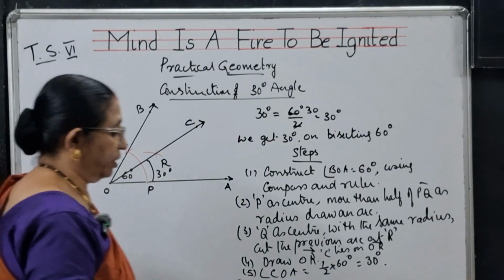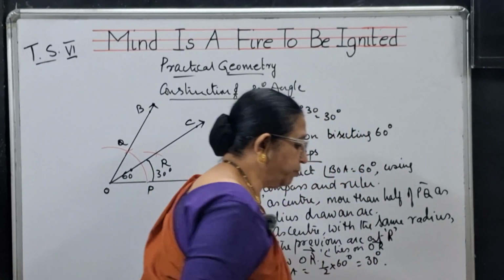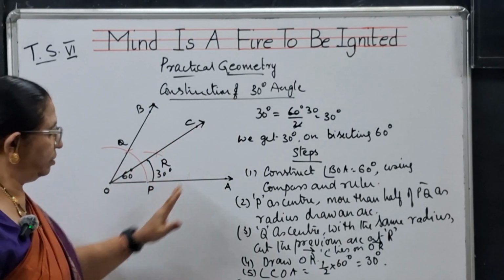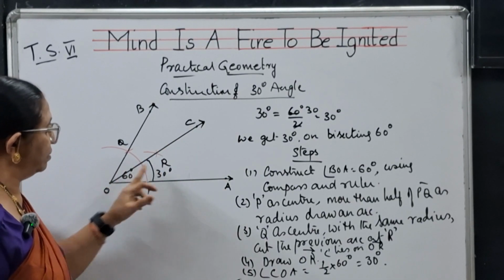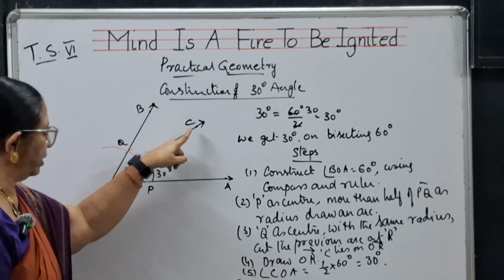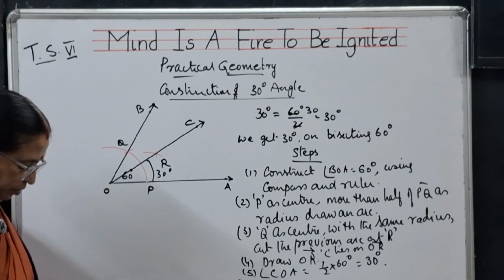So this is how you can construct a bisector of a given angle. For 60 degrees, bisector is 30 degrees. OC is the bisector which is dividing this angle into two equal halves. Please note it down.